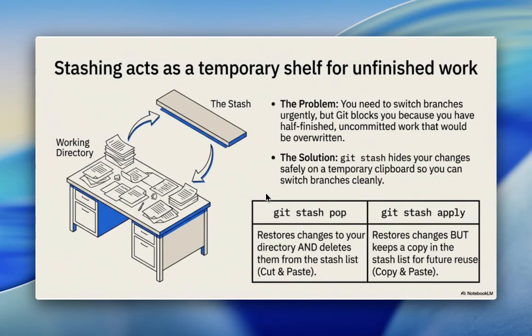Stashing acts as a temporary cell for an unfinished working directory. The problem: you need to switch branches urgently but Git blocks you because you have half finished uncommitted work that would be overwritten. The solution: git stash hides your changes safely on a temporary clipboard so you can switch branches cleanly. Git stash pop restores changes to your directory and deletes them from the stash list. Git stash apply restores changes but keeps a copy in the stash list for future reuse.